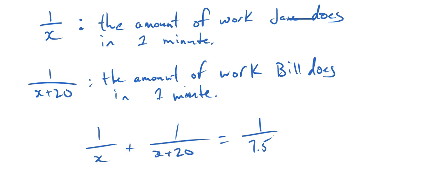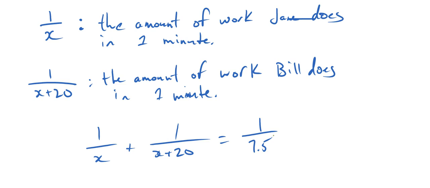If 1 over 10 is how much she can do in a minute, supposedly if she took 10 minutes, and it's 7.5 minutes together, then 1 over 7.5 is how much they can do together in a minute. So her amount of work plus his amount of work equals their total amount of work in 1 minute. We were able to use rational expressions to come up with two things that we can add together that make sense.